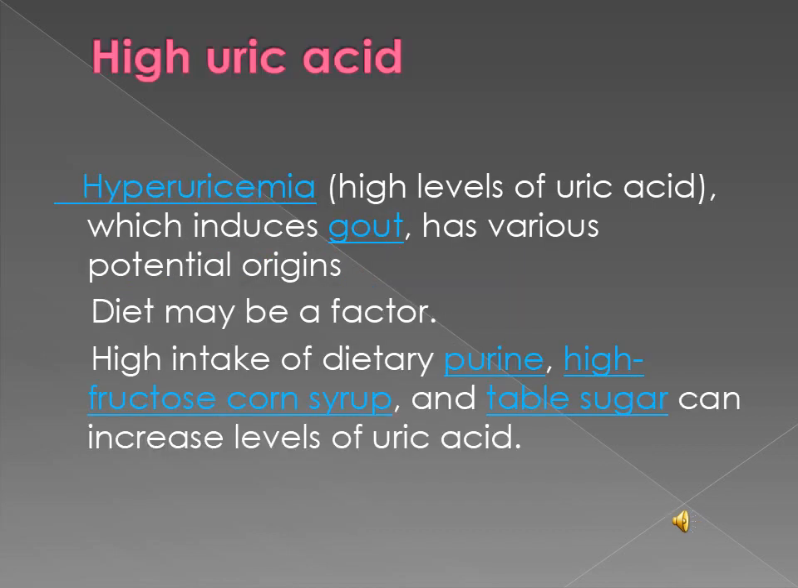Hyperuricemia, or increased uric acid level, induces gout. There are various potential origins for gout. Diet may be a factor. High intake of dietary purine, high fructose corn syrup and table sugar can increase levels of uric acid.